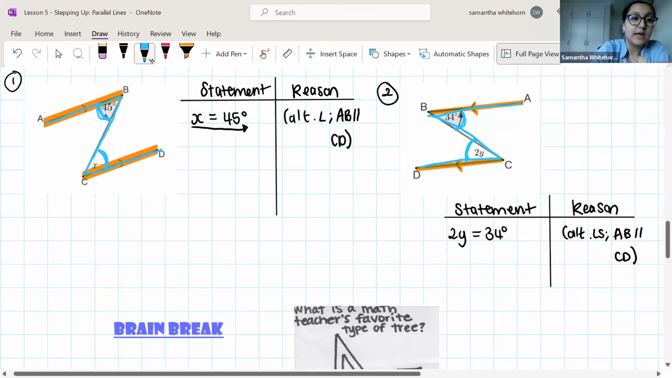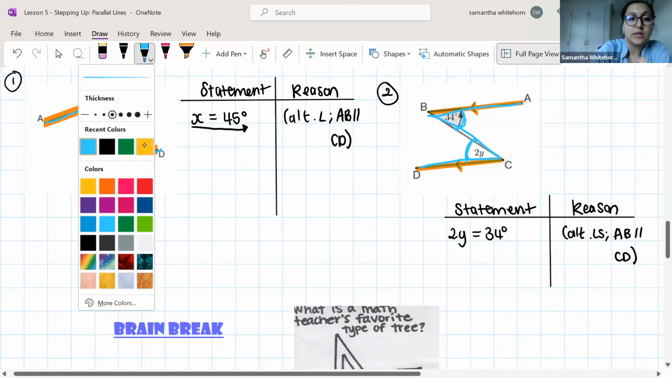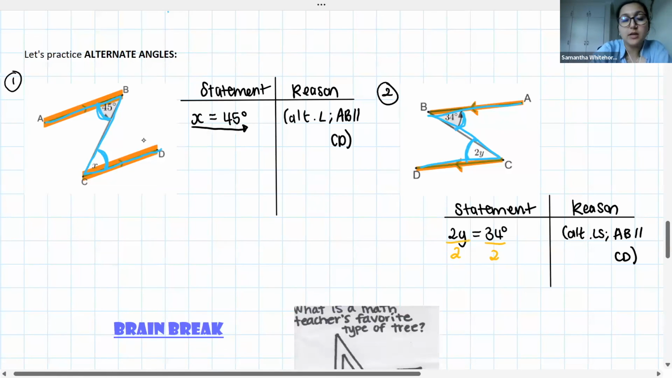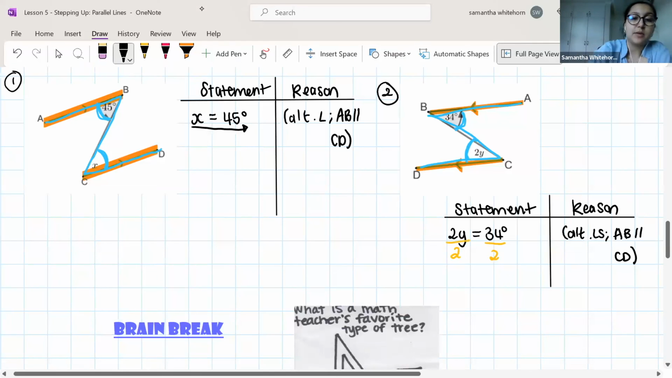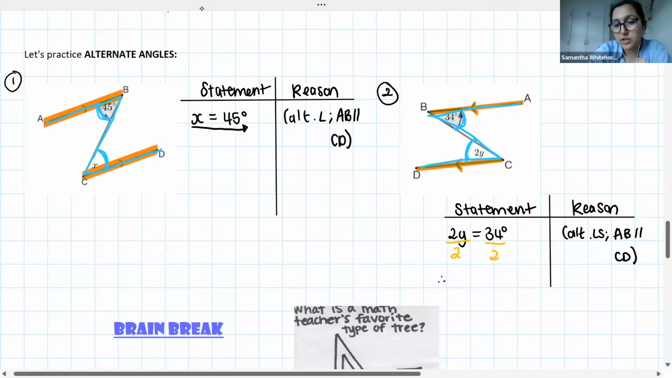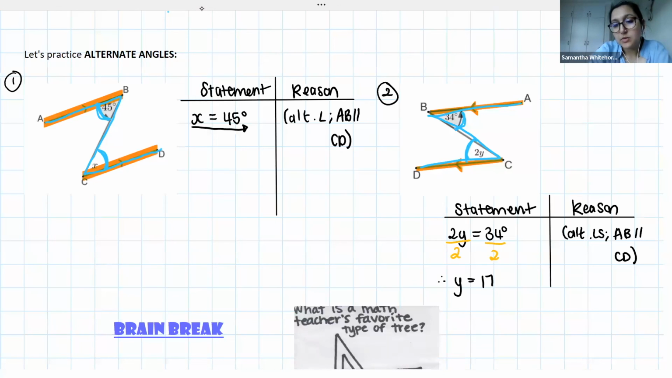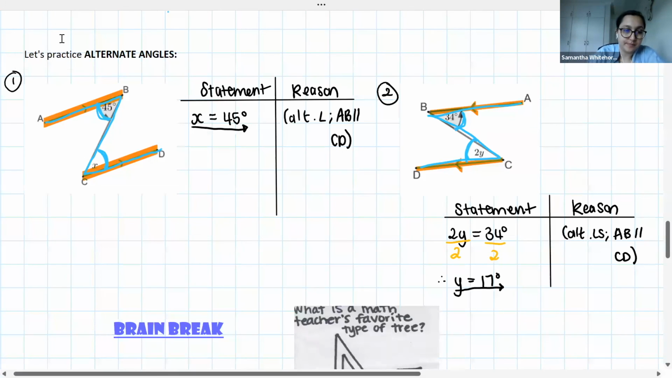Right, this is what I was saying earlier. I'm solving for y. We always divide by the coefficient of the variable. So in this case, I'm now dividing by 2. Earlier, I divided by 3. It just depends on what the coefficient is. So y is equal to 34 divided by 2, which, as all of you have said, is 17 degrees. So y is 17 here.